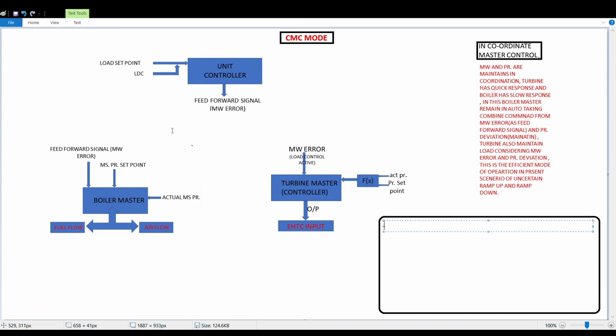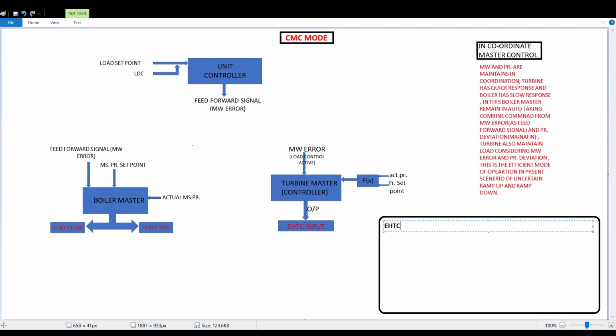Continuing with our series of videos on power plants, today we are presenting a video on CMC mode. Here CMC stands for the Coordinated Master Control. Before we go deep into the video, I will give you some terms which we are frequently using in the video. The first term is the EHTC.